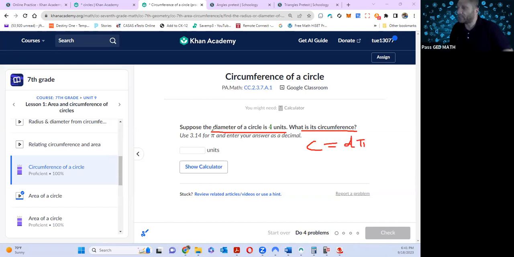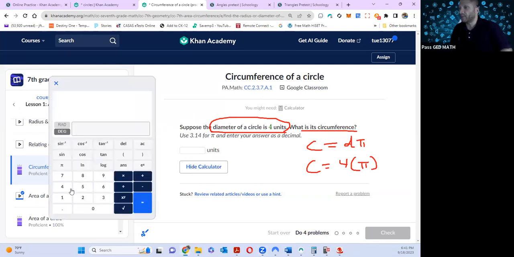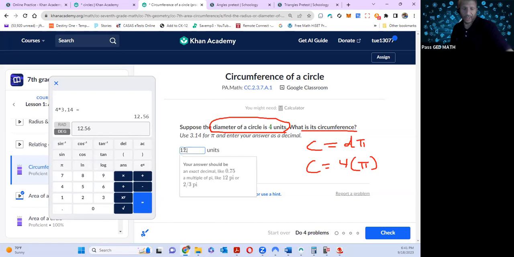Why did I use D times pi? Because they gave me the diameter. So C equal 4 times pi. Grab my calculator. 4 times 3.14. Now, I will use the TI-30XS when I'm doing this. I wouldn't use the other kind because you want to get used to using the calculator you need for your test. But 12.56. And then you check it.